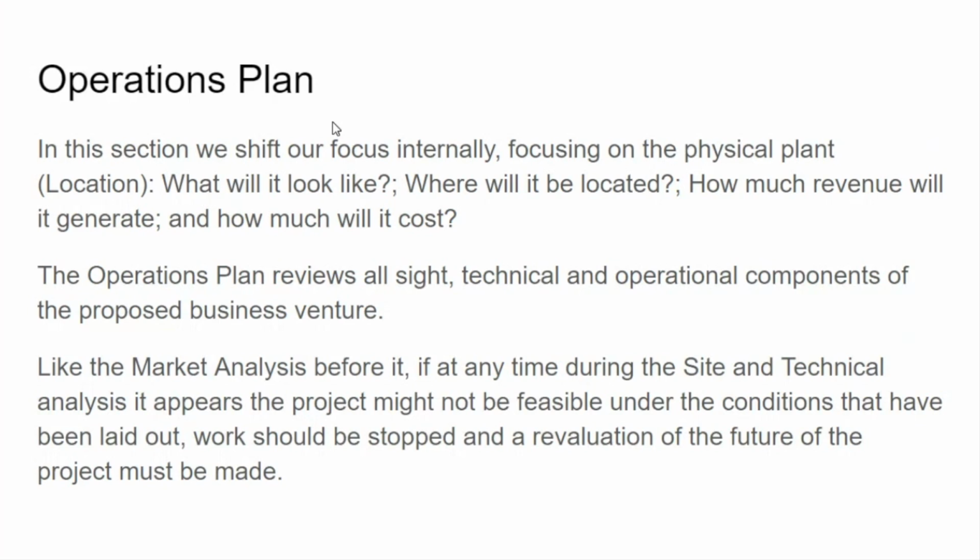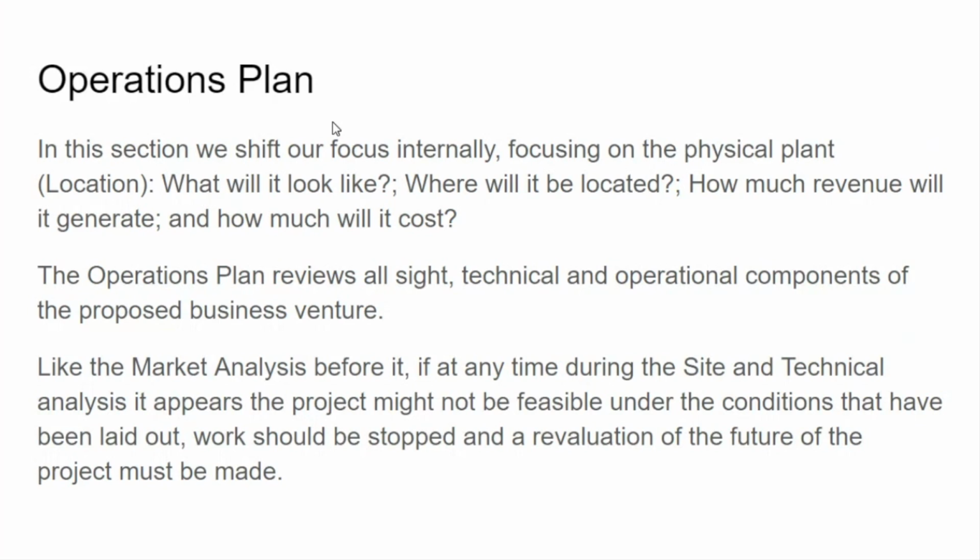We're going to build this plant in a very expensive place, or we're going to build it in a relatively low expense place. It reviews the technical and operational components of the business venture. So it's very much an engineering type component of your business plan.